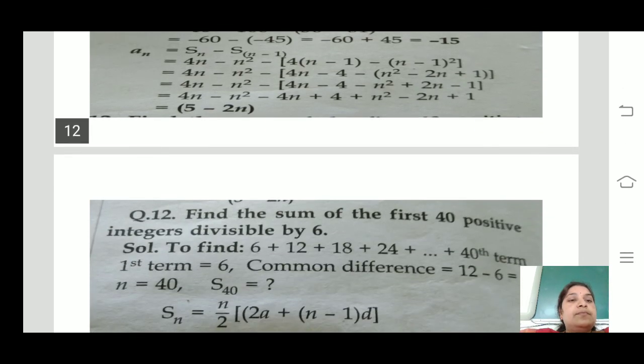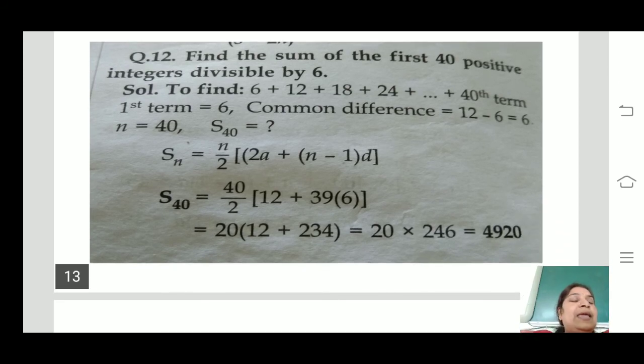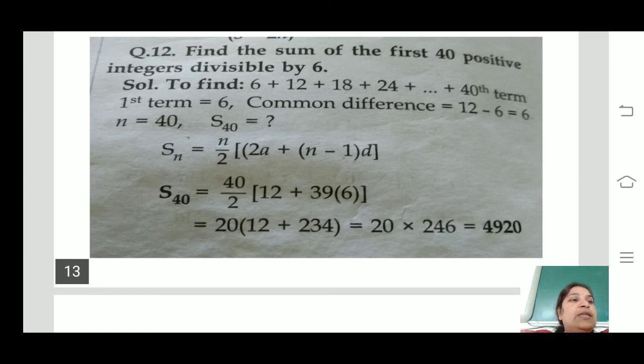Now, question number 12. Find the sum of the first 40 terms which are divisible by 6. Let us calculate all the positive integers which are divisible by 6. Starting with 0, 0 is not divisible. 1, 2, 3, 4, 5 are not divisible. Hence, we need to consider the AP as 6, 12, 18, 24 till the 40th term.